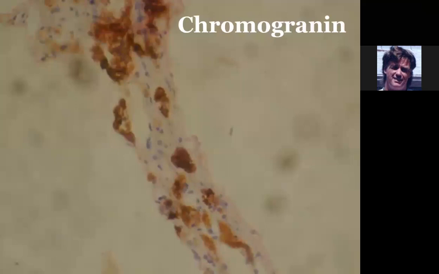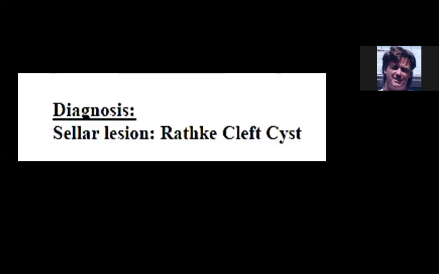Chromogranin is the marker that we knew that this is pituitary. See, it's positive in all these. The brown stain is the residual pituitary that's compressed by Rathke's cyst. Ki-67 usually is very low. This case was less than 1%. So this is Rathke's cyst.